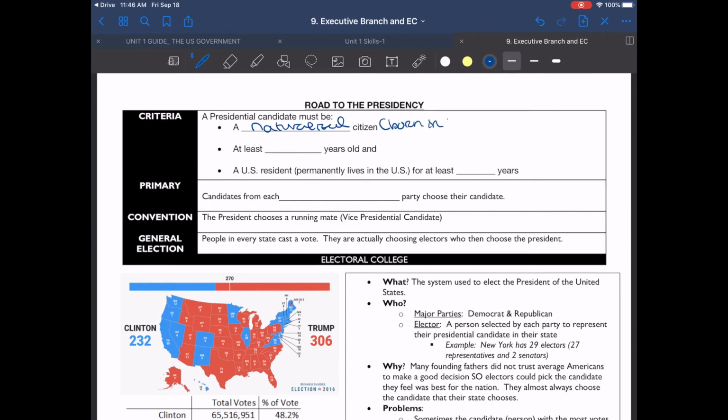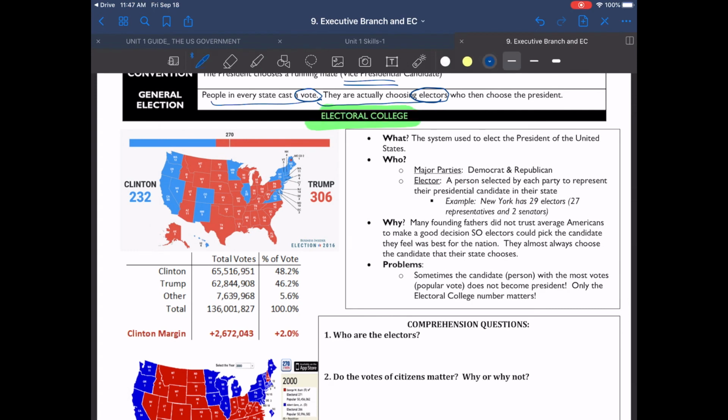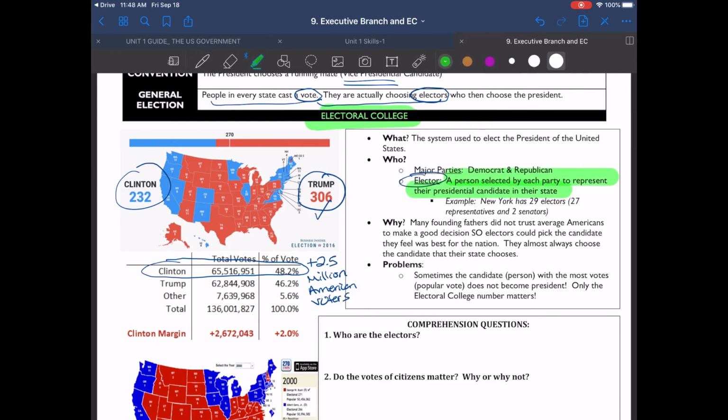In order to become president, one must be a naturalized citizen or born in the U.S., at least 35 years of age, and has been a U.S. resident permanently for 14 years. Again, the Electoral College is the system that elects the president. It is not necessarily the popular vote. As we see in the 2016 election, candidate Hillary Clinton had over 2.5 million more votes than President Donald J. Trump. But because he won more electoral votes throughout the states, he was declared the winner.